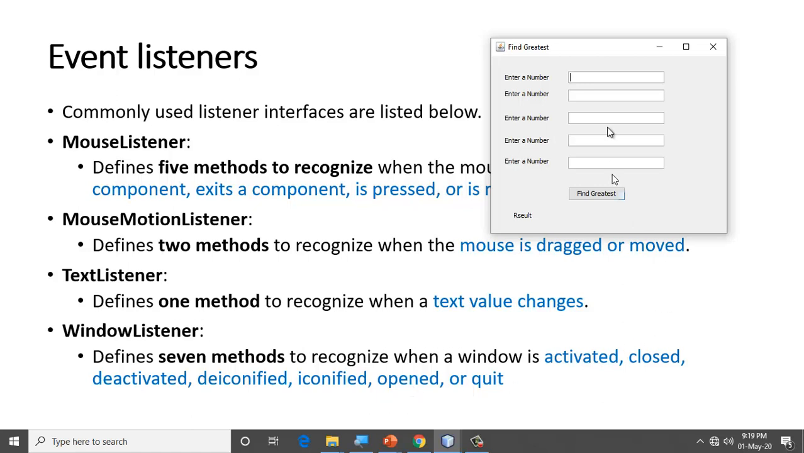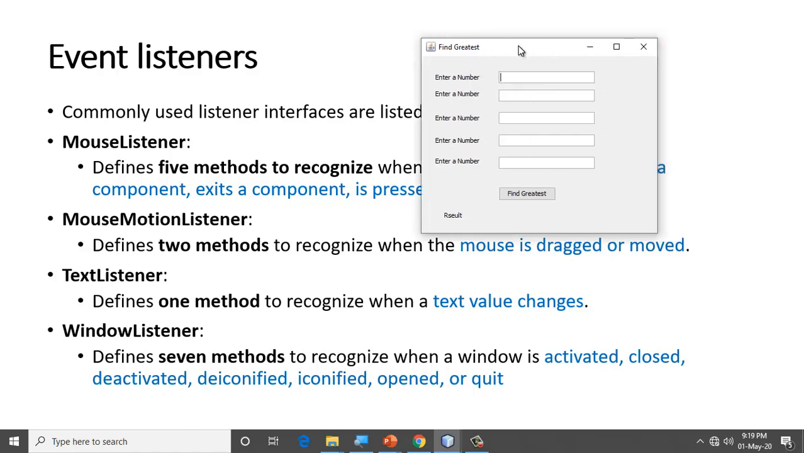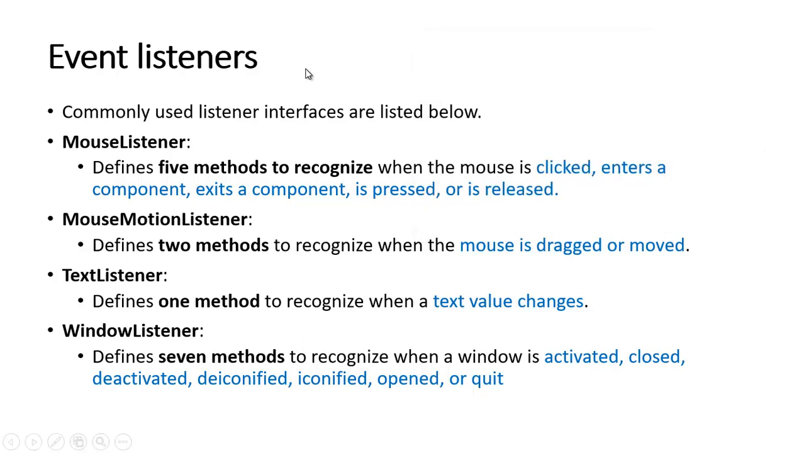Opened, you know very well. Quit is when I close it. Quit and close is a very different thing. Close means this particular window is closed, but your application has not quit. Similarly, activation, the window comes into the picture, that activates, and it deactivates when it goes back. So there are all these events which you can think of using in your program.